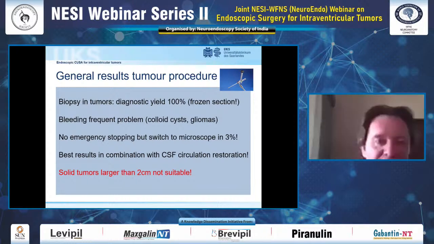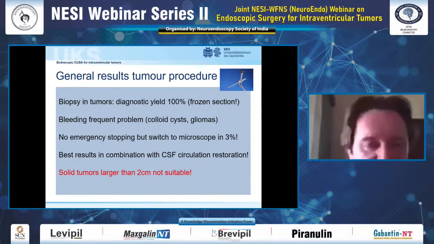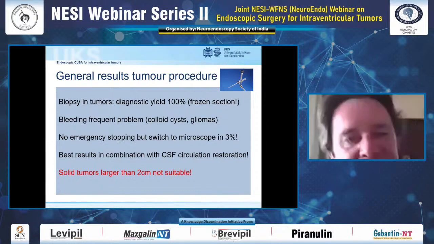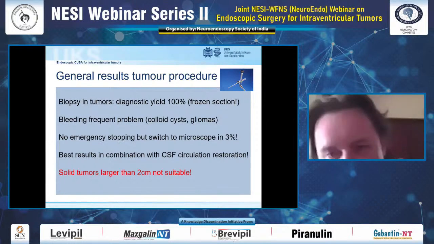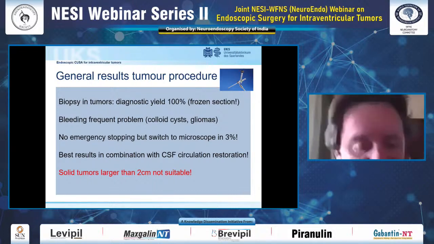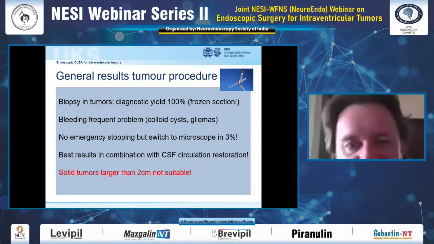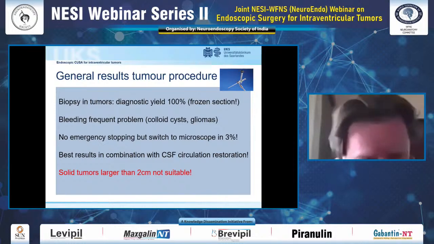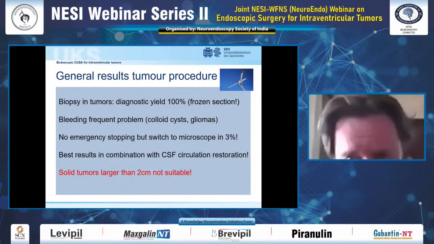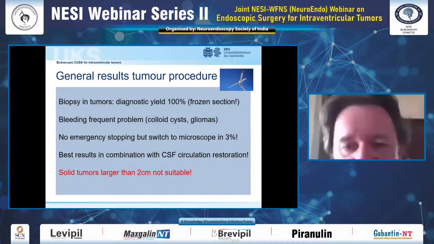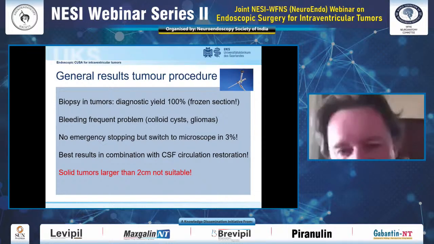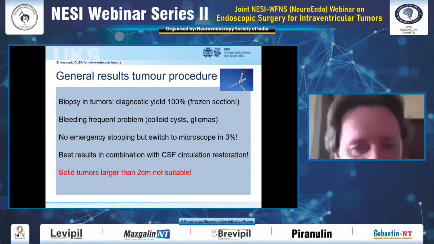Our general results: we have now done a little bit more than 150 sheer endoscopic intraventricular tumors. In biopsy of tumors, the diagnostic yield so far is 100%. Bleeding in tumor procedures is a frequent problem, particularly with gliomas, or when you consider colloid cysts to be an intraventricular lesion. So far, we had no emergency stopping, but we had switches to the microscope in 3%, so about 5 to 6 cases. And the best results are in combination with CSF circulation restoration, because you have enough space to maneuver the endoscope.